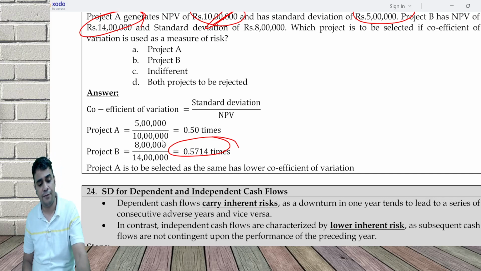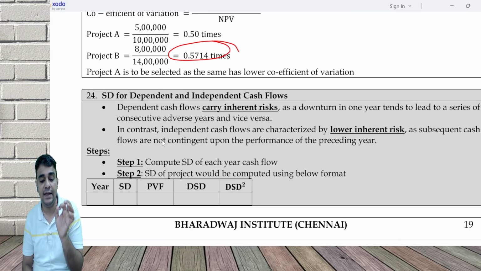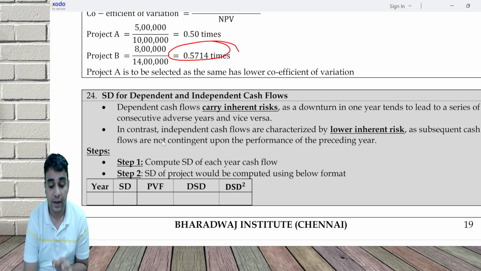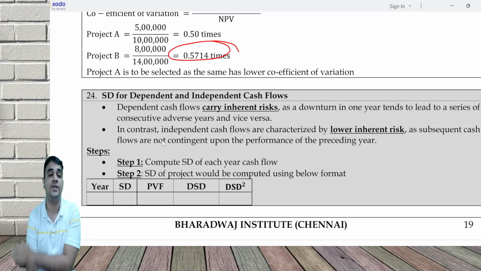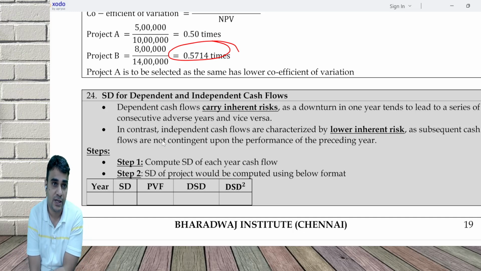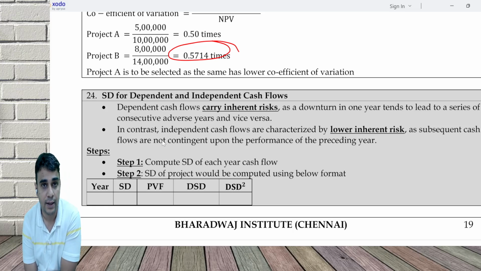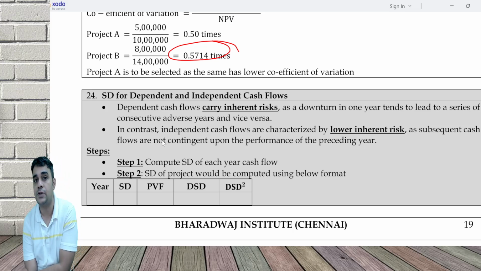So we have two types. Dependent cash flow carries inherent risk, as a downturn in one year tends to lead to a series of consecutive adverse years, and vice versa. In contrast, independent is characterized by lower inherent risk. Subsequent cash flows are not contingent upon the performance of the preceding year.